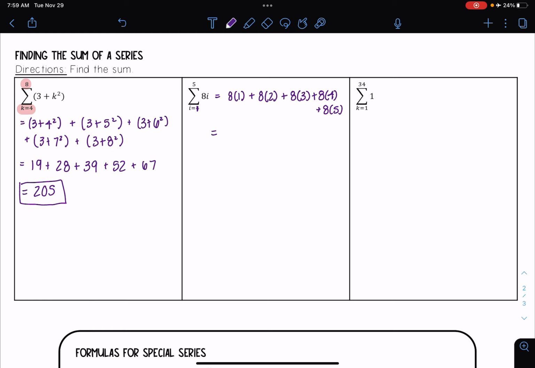And then simplifying that, 8 times 1 I get 8. 8 times 2 is 16. 8 times 3 is 24. 8 times 4 is 32. And 8 times 5 is 40. And when I add all those together, I get 120.